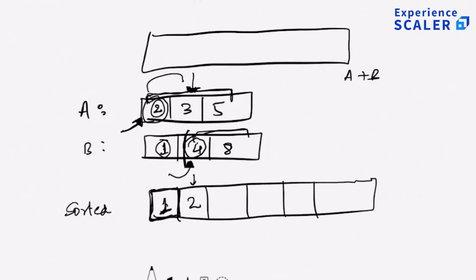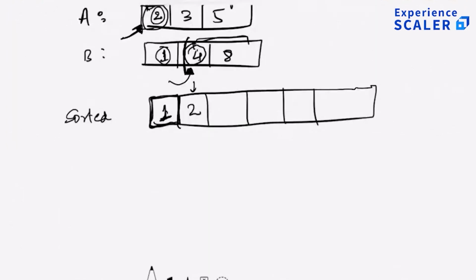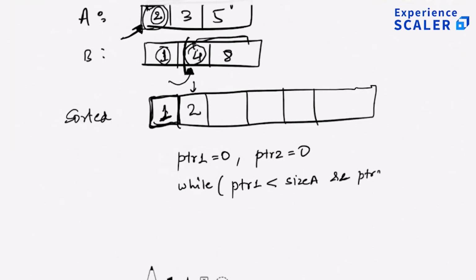So in short, the approach becomes that you have 2 pointers. Let's say there's a pointer 1, which is for array A. There's a pointer 2, which is for array B. And you just say the following: while pointer 1 is less than whatever is the size of A, and pointer 2 is less than size of B, you do the following.